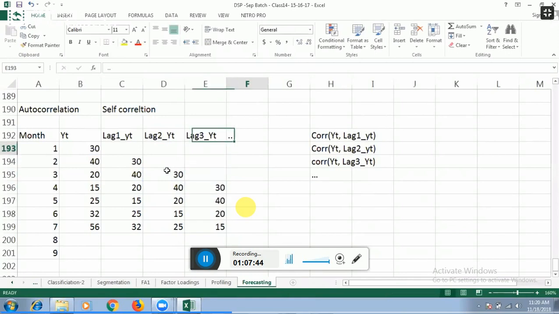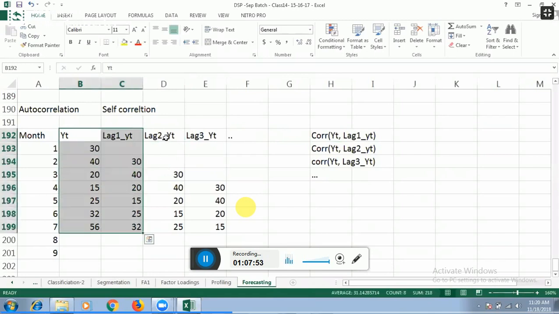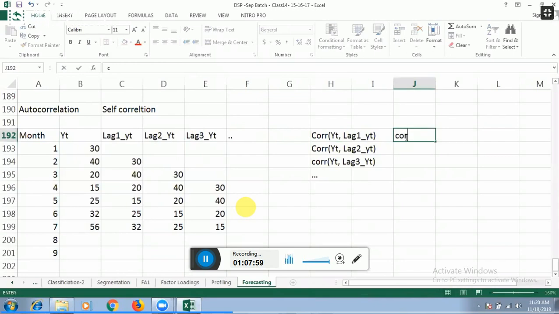So when I look at the correlation between YT and lag 1 YT, what does that mean? You are identifying the relationship between these two. Leave out the first observation. For the remaining observations, if I look at the correlation between these, can I say that this is the same as the correlation between your YT and YT minus 1? Correct or not? That means a relationship between my current value and my previous value. YT minus 1 is nothing but the previous value.